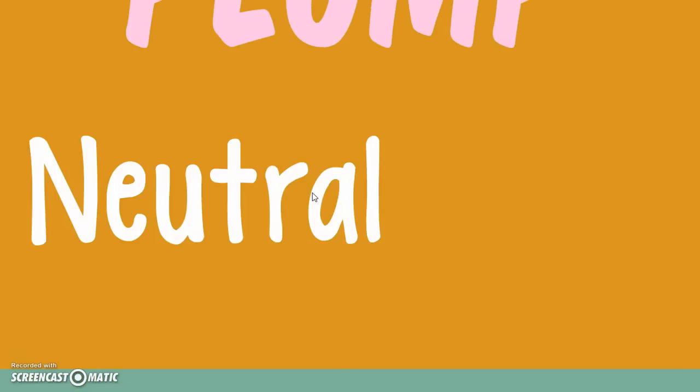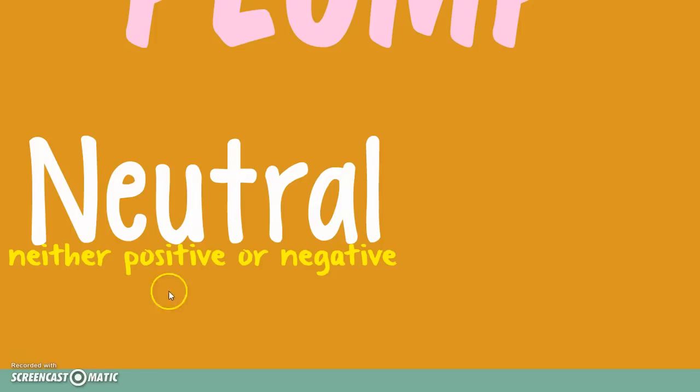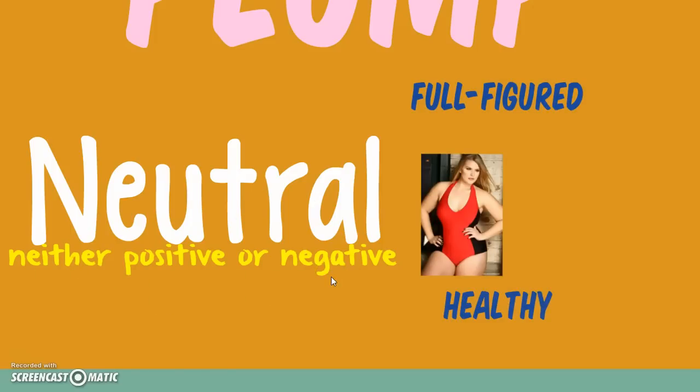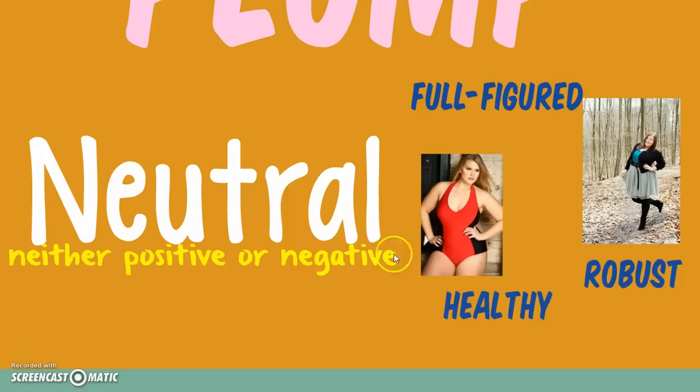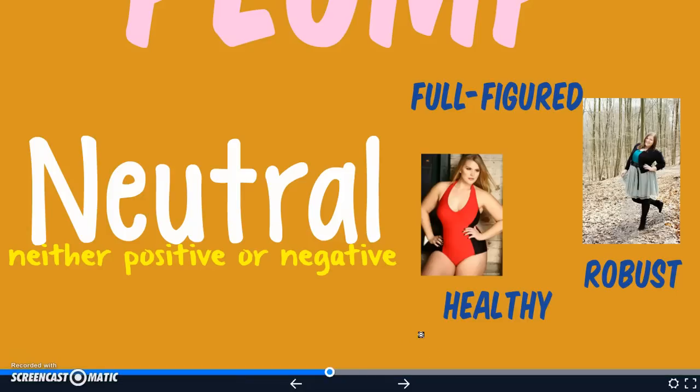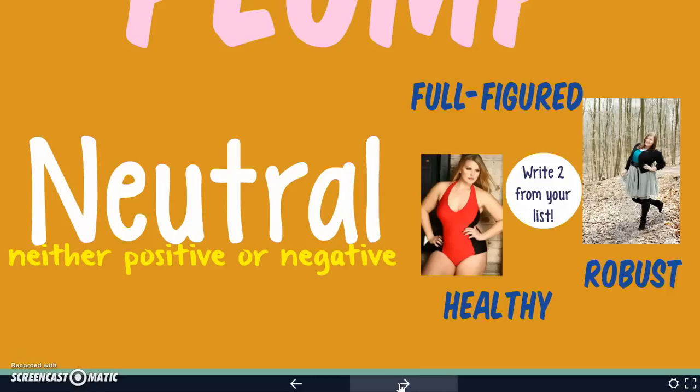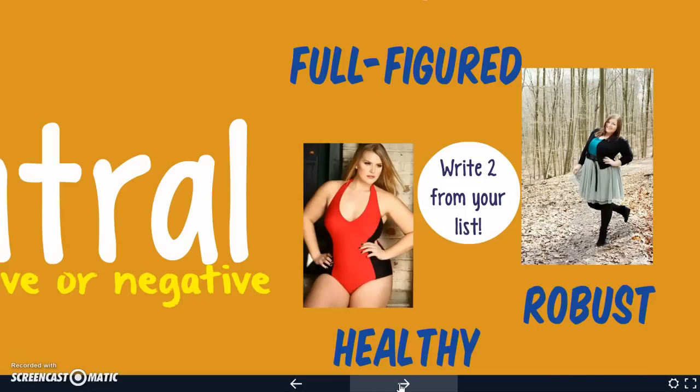So, the next one is neutral. And you're writing neutral down, of course. And you're putting down neither positive or negative. And you're writing down full-figured, you're writing down healthy, you're writing down robust. Those are neutral words for plump. They're not necessarily really bad, but they're not really great. Although I will tell you this, full-figured is used as a positive way. So if you put down full-figured as one of your positive words, I will accept that. Don't forget to write 2 words from your list, or find 2 words that are neutral for the word plump.